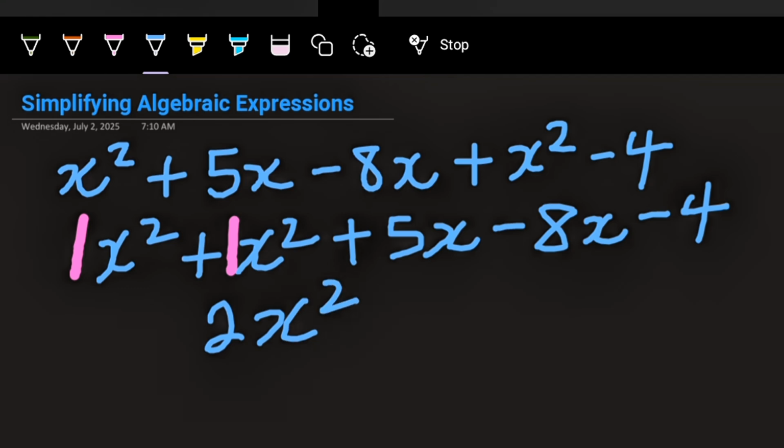And we have 5x minus 8x. There are 2 different signs here, so what are we going to do? We're going to subtract, keep the sign of the larger number. Alright, so 5 from 8 is 3. Keep the sign of the larger number. And then minus 4. And that would be your final answer. It cannot be broken down because there are 3 different variables here. Good.